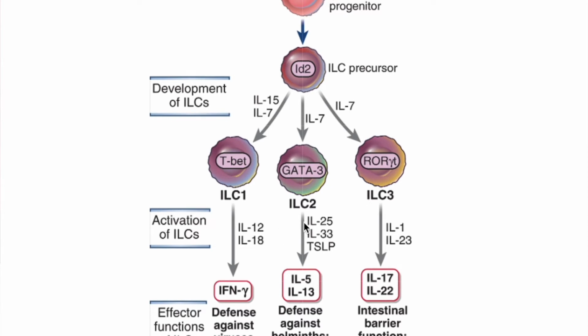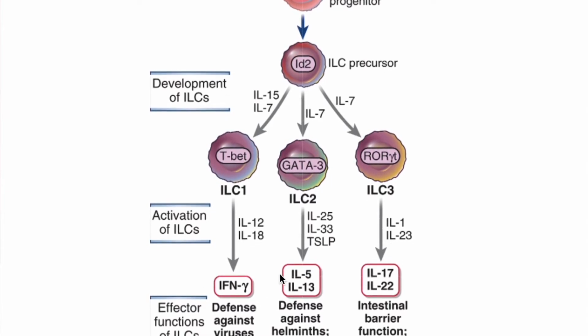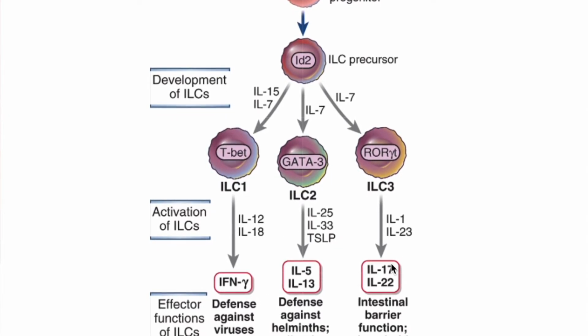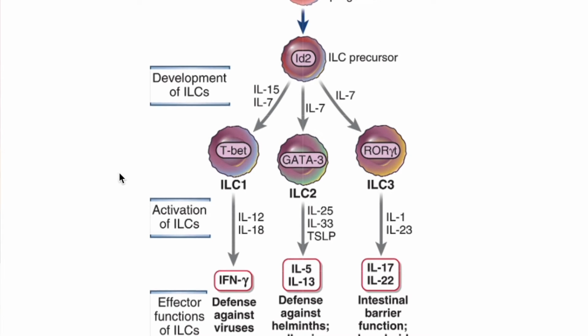ILCs are mostly found in all tissues in our bodies, and especially in the mucosas, but they are rarely found in the blood. They are very similar in terms of functions to the CD4 cells, but they lack these receptors. So they are considered to be cells from the innate immunity, okay?